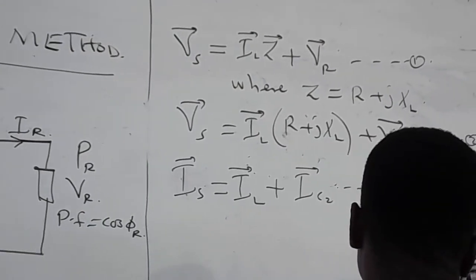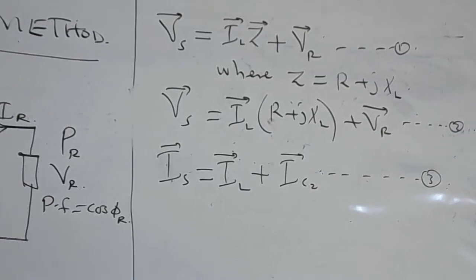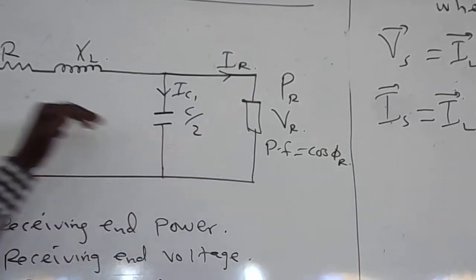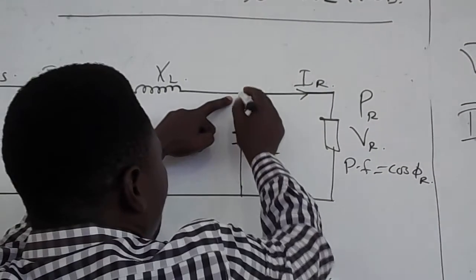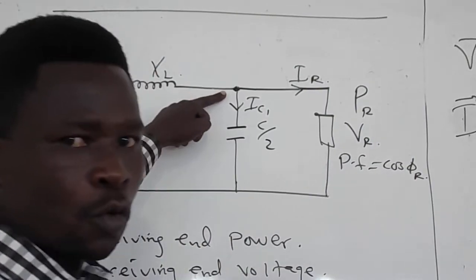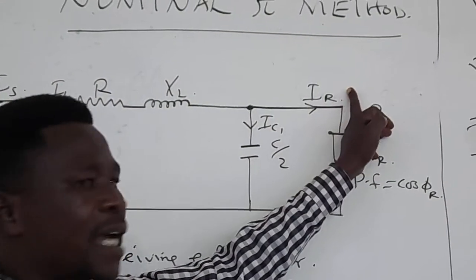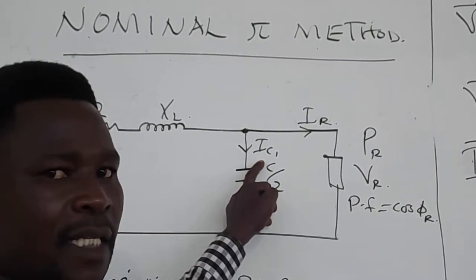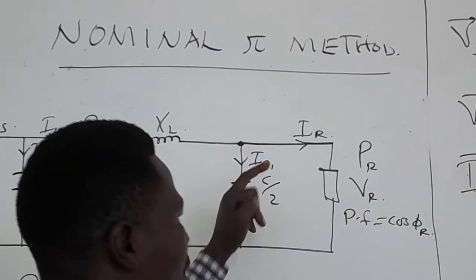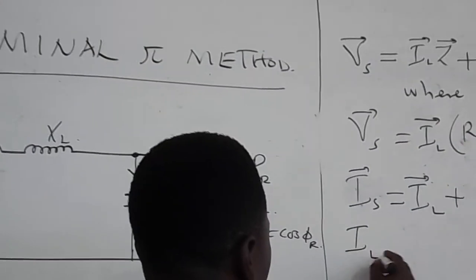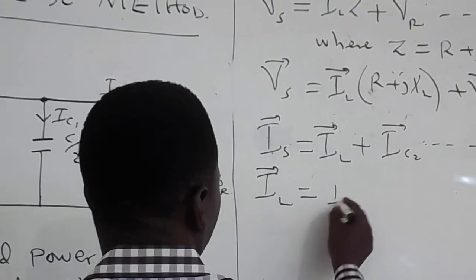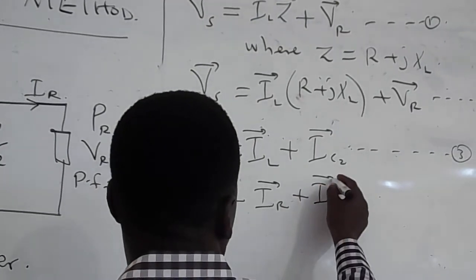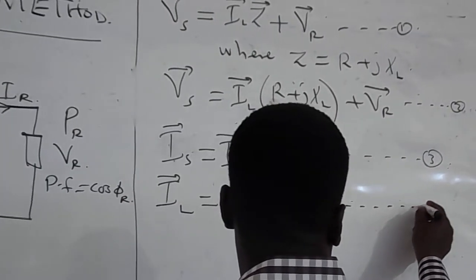That is equation 3. Now, moving to the receiving end side, you can see that the line current, after reaching this junction, also divides into two to give the receiving end current and IC1, that is the current across the capacitance that is lumped at the receiving end. So the line current IL is equal to the receiving end current plus IC1. That gives us equation 4.